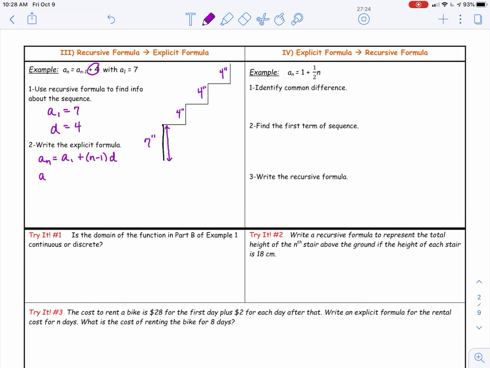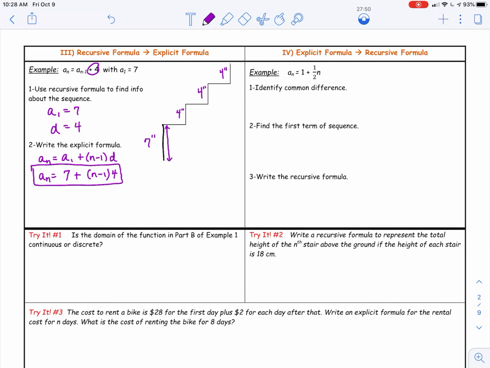So let's fill in what we know. In this case, we know that the first term is 7. We identified that from our recursive formula. Plus n minus 1, and the common difference is 4. So this, my friends, is actually your explicit formula.